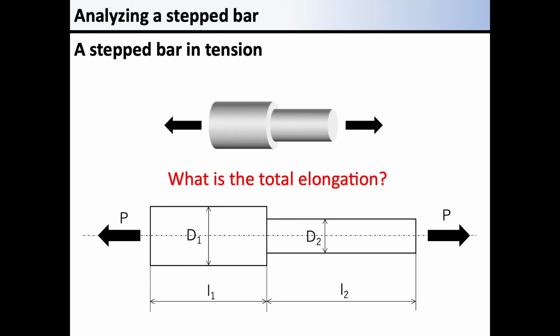We are now trying to calculate the total elongation of this stepped bar when P is applied to both ends of the bar. As previously mentioned, the stresses are all uniform in the cross-section, which means in the direction of width or thickness of the bar. In other words, we are solving the problem assuming that there is no stress disorder.